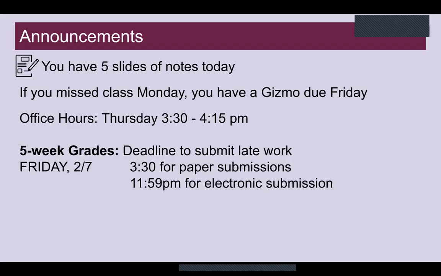If you missed class on Monday, you do have a Gizmo called Bird Beaks and Rainfall, or Rainfall and Bird Beaks. You can find it to the left of the storage room door in that black folder. You can pick it up and have it done by Friday. Directions are in the assignment on Schoology. I do have office hours on Thursday if you need help completing that assignment.